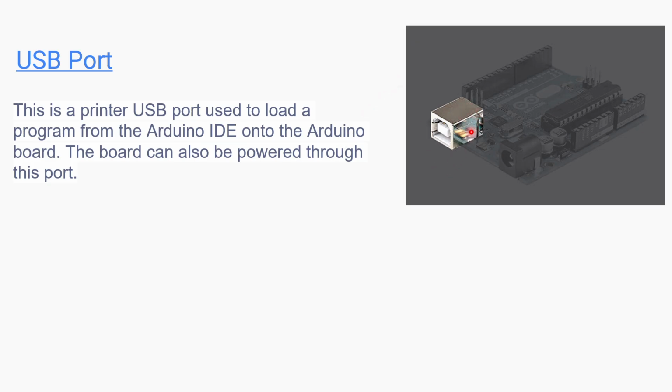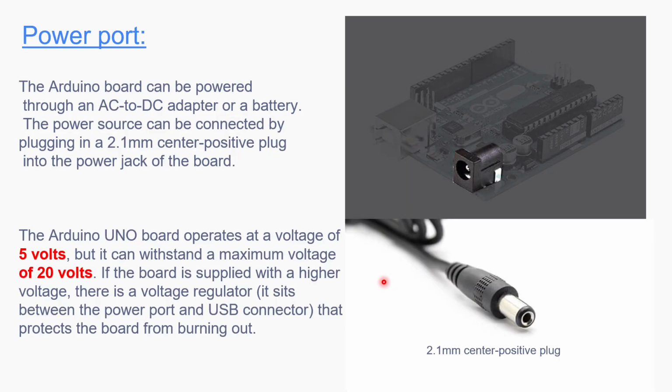Now this is the USB port that is connected to your computer to program the Arduino and to download the program to the Arduino microcontroller, EEPROM, and then this is the external power you can use once you develop the system. If you want to make it run standalone, you have to power up the system. So you have to give power to the Arduino board through this point, and it is 5 volts, but it can withstand a maximum voltage of 20 volts. So this is the power supply.